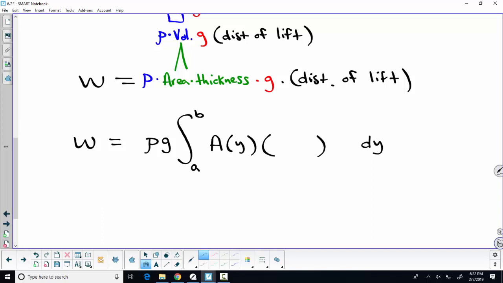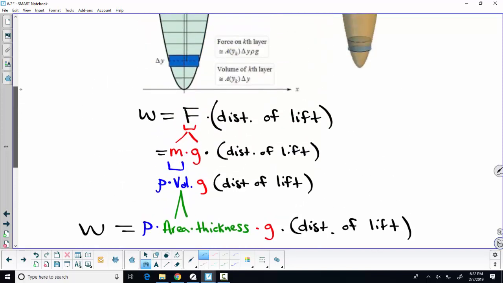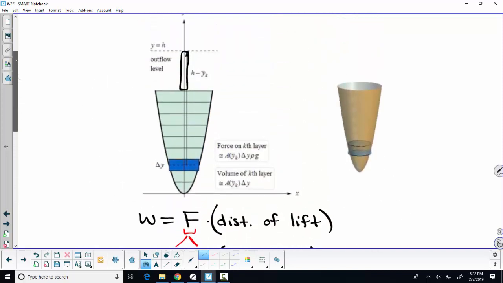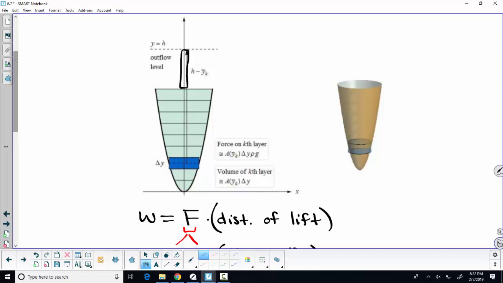Looking at the figure provided, what would the distance of lift be if we're pumping all of this water out of the outflow here? What would that distance be? Y minus H minus X. Or Y equals H minus X. Or not X. H minus Y.